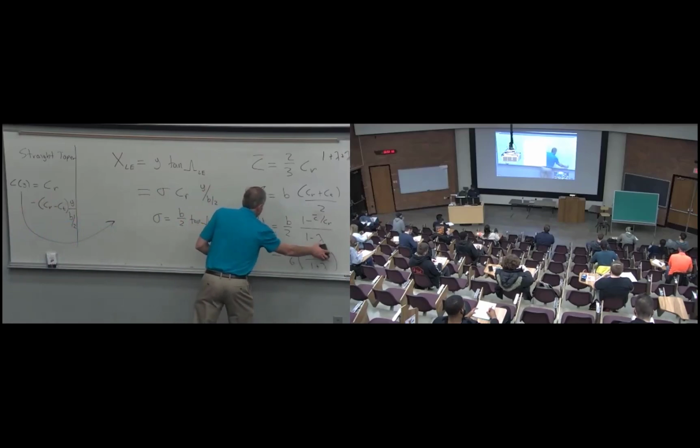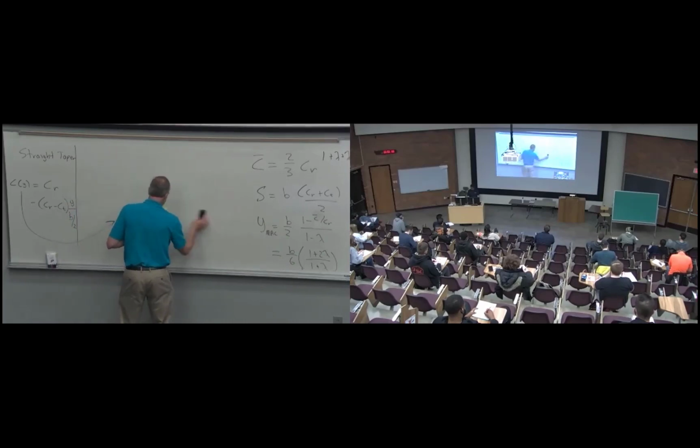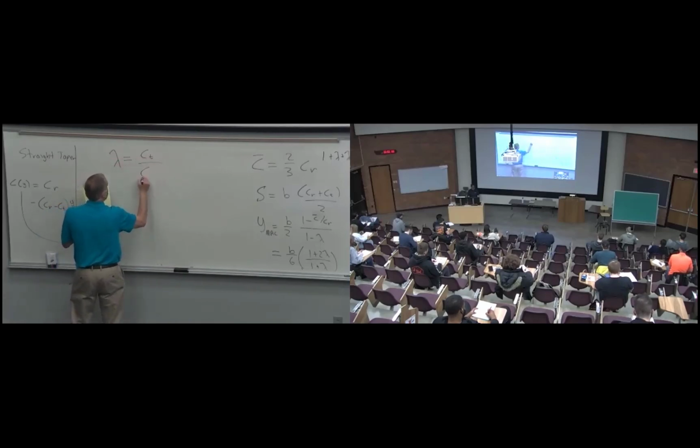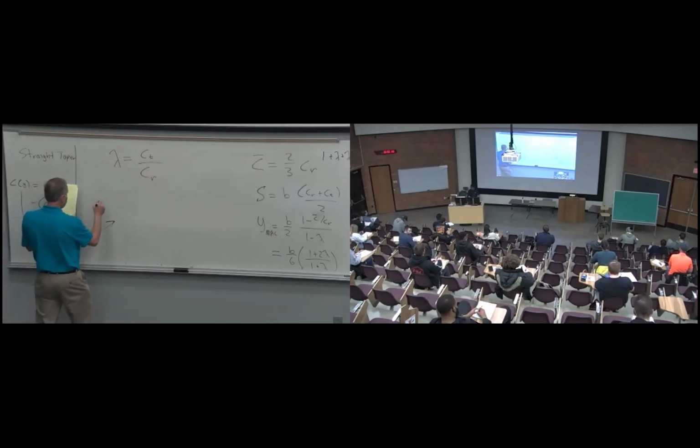And do you remember what this lambda thing is? I think we defined that last time. It's the taper ratio. It's the tip chord divided by the root chord. It's just a collection of terms. Let's see, I gave you C bar and S and Y. The only other one you need for the answer is X mac.